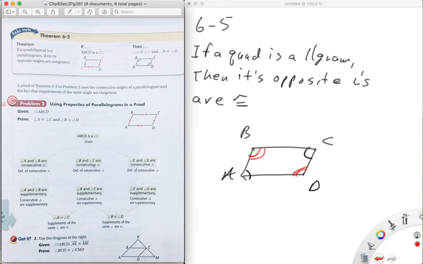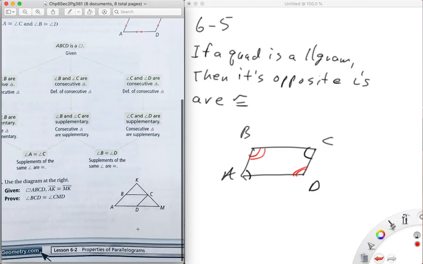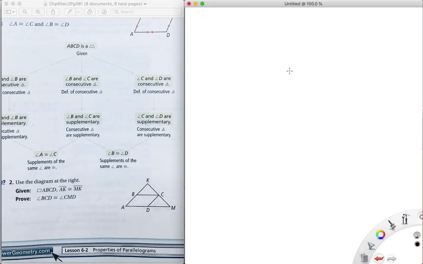Here's the proof. It's a flow proof. I'm good. You don't have to worry about it. But there's a proof down here that I do like. And there's also a couple others in the book itself that I like as well. So we have a triangle AKM. And then we have B, C, and D.